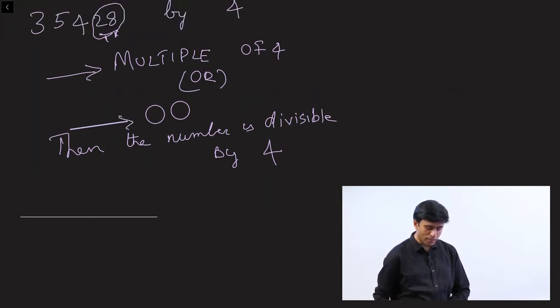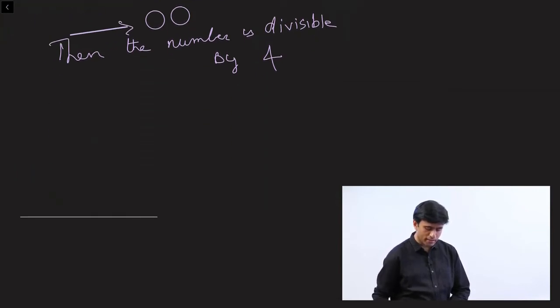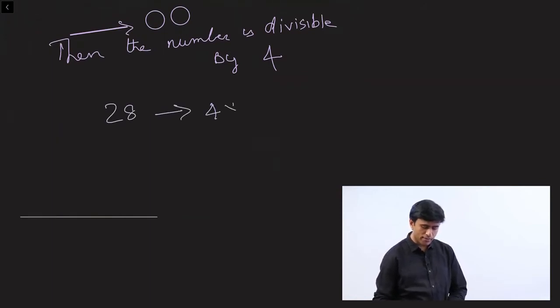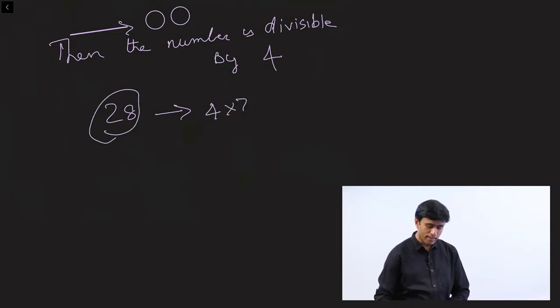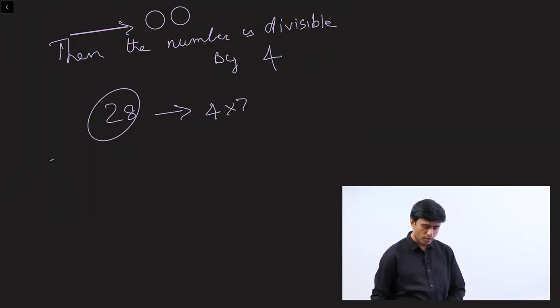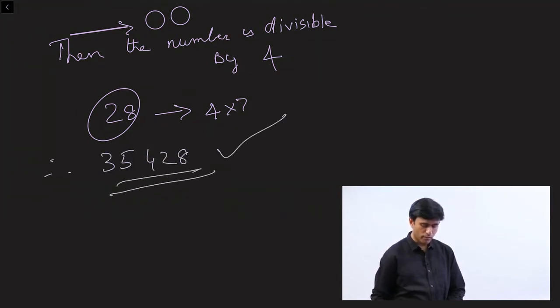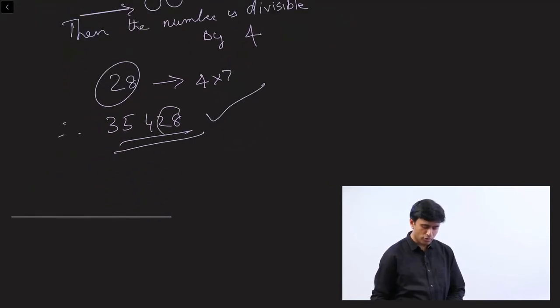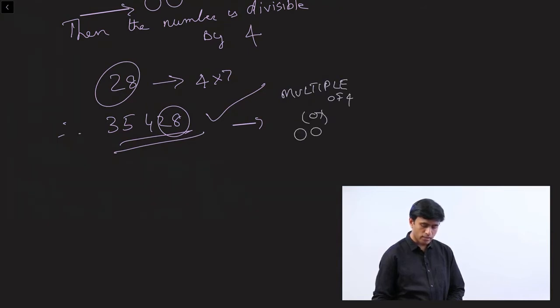So let's take this number. What are the last two digits? 28. 28 is 4 into 7. So 28 is divisible by 4. Therefore, 35428 is divisible by 4. Remember, take the last two digits and see if it is divisible by 4 or if it is a multiple of 4 or it has two zeros.